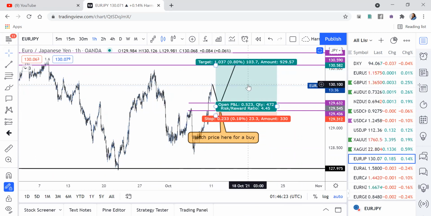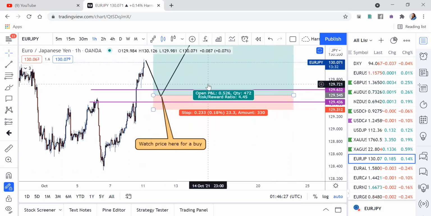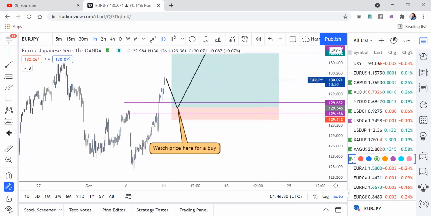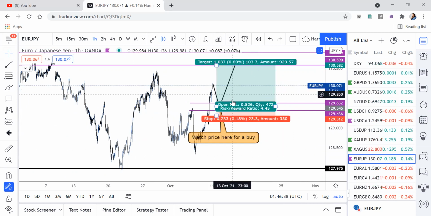Right? Nice 100 pip move. Wait for this to come around and then look to buy. I love that. Right? Definitely a favorite for this week.